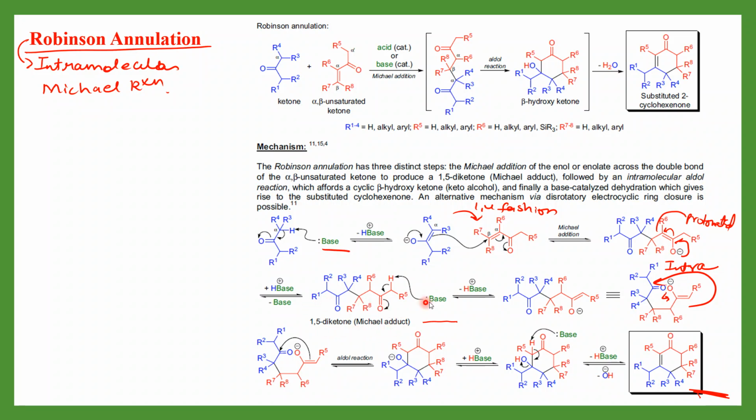Now still there is a possibility for abstraction of this proton, and it will attack on this carbonyl in intramolecular fashion. Correct? So it will form this type of cyclohexanone moiety, and in presence of base it will eliminate a water molecule and will result in formation of this substituted cyclohexanone. I hope I'm clear to all.